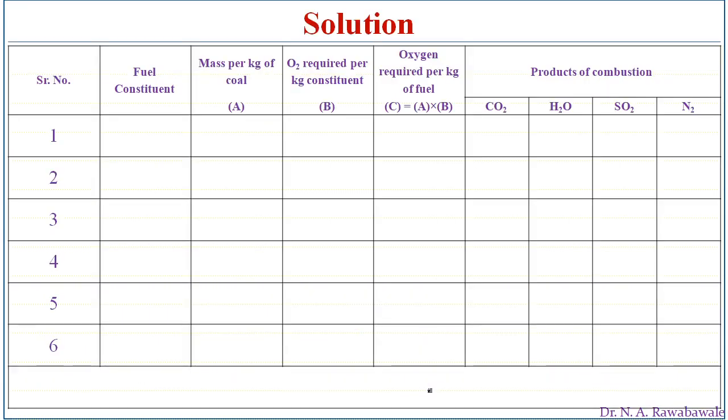To find this we have to prepare a table. The first column is fuel constituent, then mass per kg of coal, then oxygen required to burn this fuel constituent, then oxygen required per kg of fuel, then products of combustion: carbon dioxide, water, sulfur dioxide and nitrogen present in the flue gases. So flue gas analysis can also be obtained here. We'll solve this one by one.